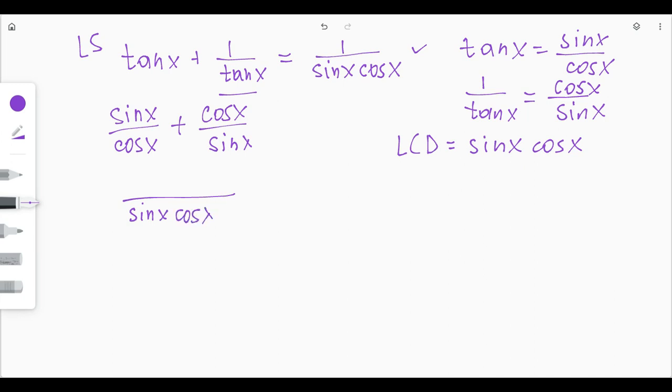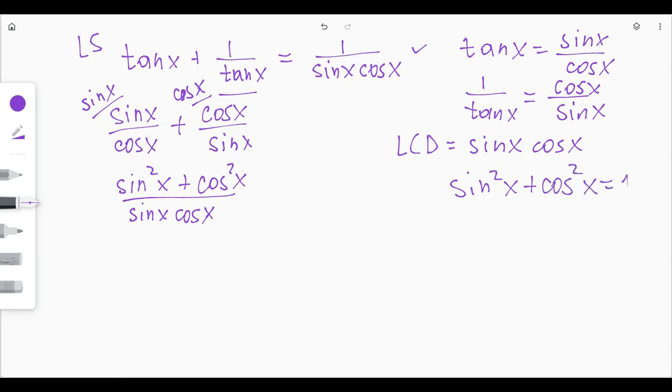Now I'm going to think how numerators will change. So I need to multiply this numerator by sine x and this one by cosine x. Okay, that means that they become sine squared x plus cosine squared x. When you look at the numerator, you should be able to recognize Pythagorean identity. The sine squared x plus cosine squared x is 1. It means that now I can replace my numerator expression with 1.